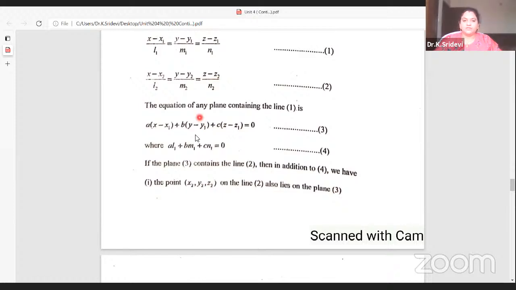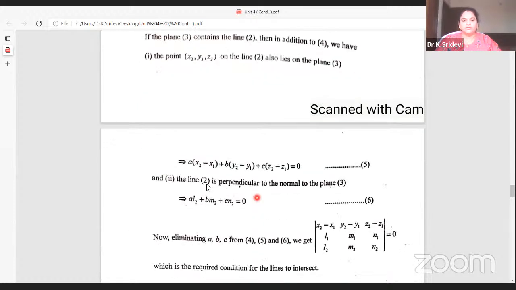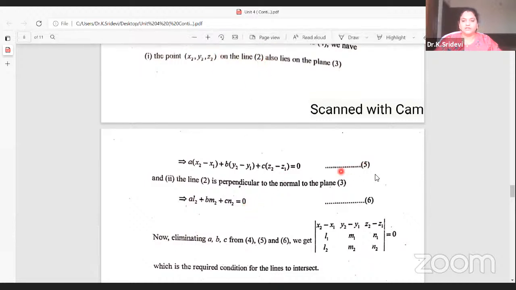So if we have these two direction ratios, we get A L2 plus B M2 plus C N2 equal to 0. When line 2 is perpendicular to the normal to the plane 3, we get this one, A L2 plus B M2 plus C N2 equal to 0. So from the first point, we get this equation, give it equation number 5. From the second point, we get this equation, give this equation as 6.